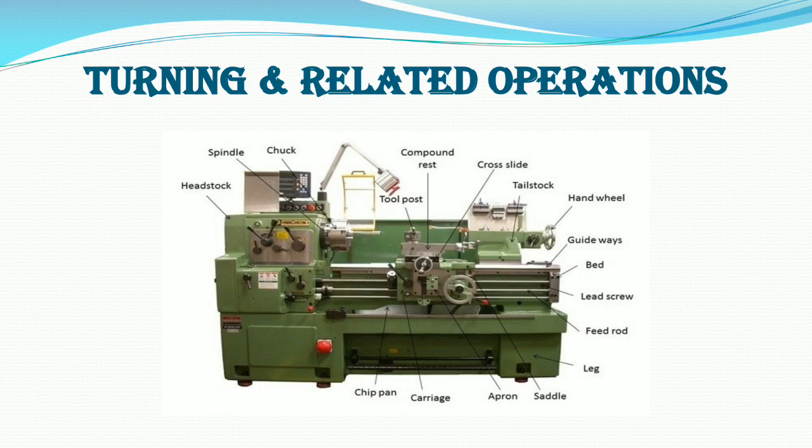Look at the picture. There are some indicators such as a headstock, spindle, chuck, tool post, compound rest, cross slide, tailstock, hand wheel, guideways, bed, lead screw, feed rod, leg, saddle, apron, carriage, and chip pan.